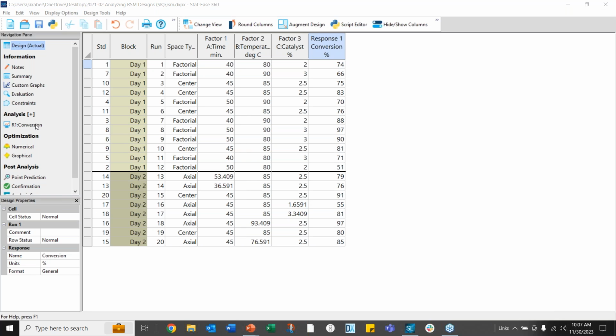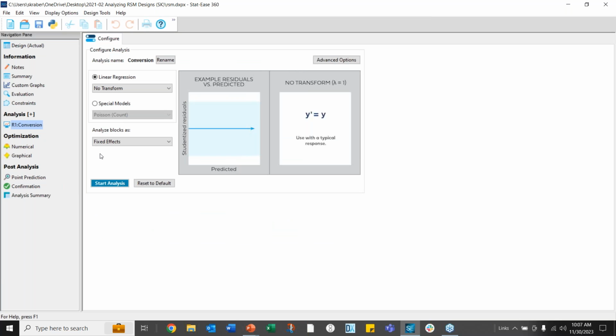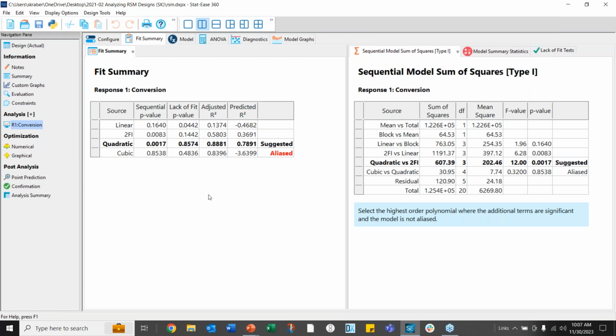Okay, so to start the analysis, we are going to click on conversion, and we are going to click on the button here that says Start Analysis. But just a side note, this is where you can choose a data transformation if, after analyzing it the first time, the diagnostics indicate that it would be better analyzed with a transformation.